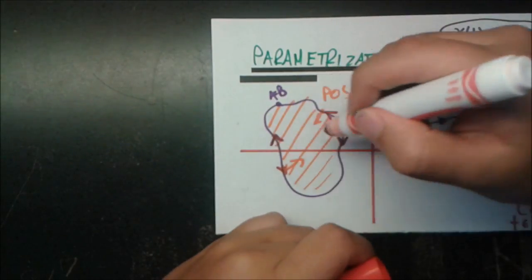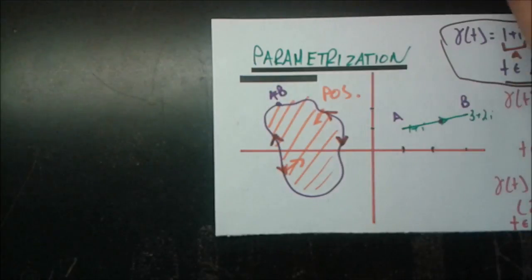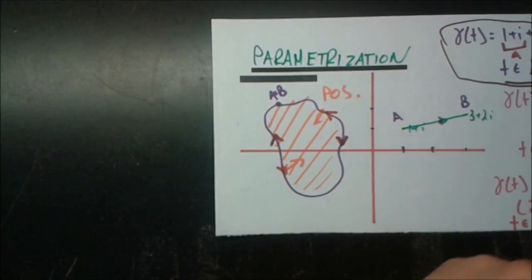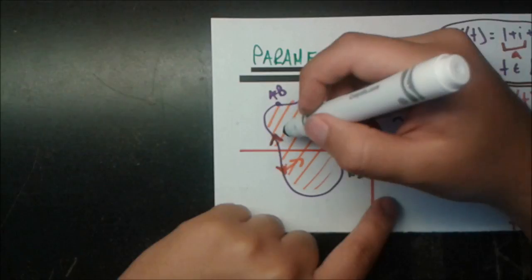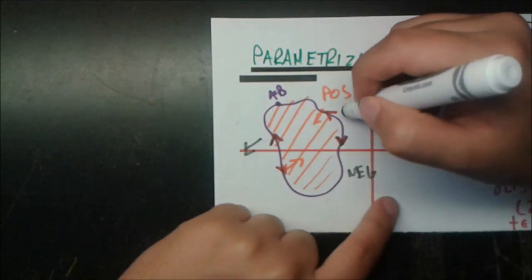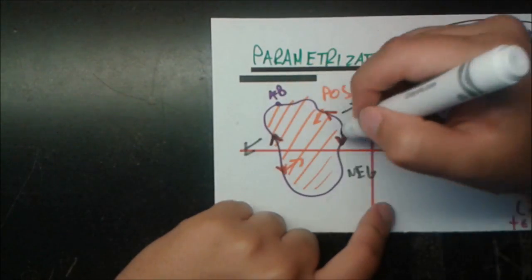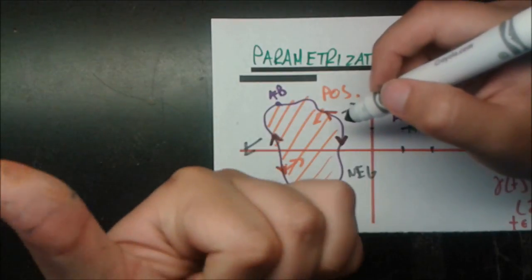Now I've drawn arrows here for the negative orientation, which you might just think is the opposite, and that's true. So the negative orientation will be the orientation where your left hand is always facing the outside of the curve, so not the interior. So if we go this way, then your left hand is always facing that way.